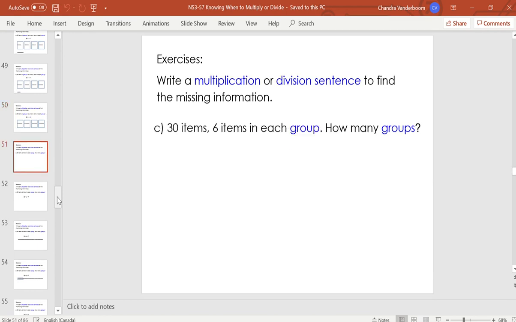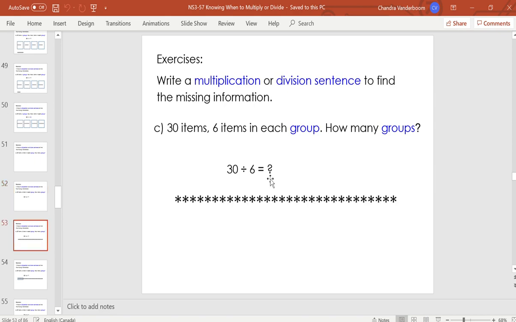How about if we have 30 items with 6 items in each group? So how many groups do we have altogether? First thing we always want to look for, do we know how many items we have altogether? Yes, we do. It tells us we have 30 items altogether. Whenever we know our total items altogether, we always do division. So let's find a division sentence. 30 items altogether divided by 6 items in each group equals how many groups?